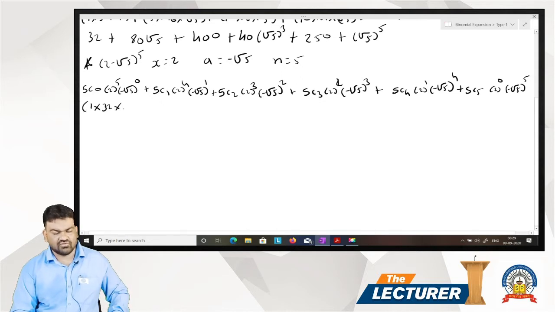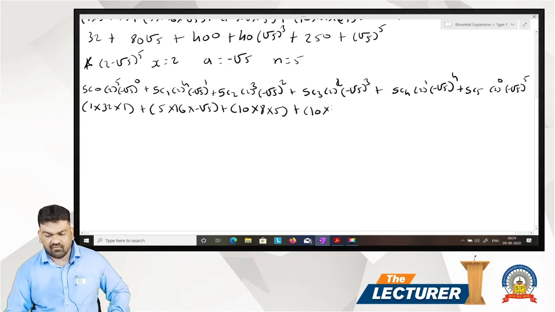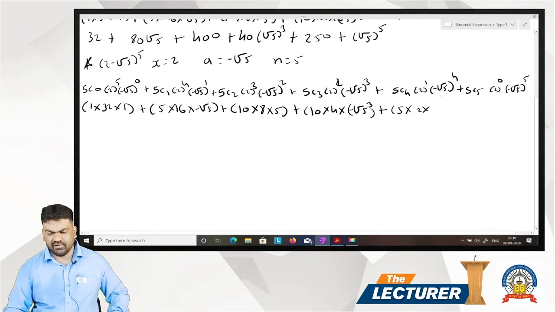2 raised to 5, 32, minus root 5 raised to 0, 1. 5c1, 5, 2 raised to 4, 16, minus root 5 raised to 1, minus root 5. 5c2, that is 10, 2 raised to 3, that is 8, minus root 5 નો સ્ક્વેર that is સ્ક્વેર છે એટલે પ્લસ 5. 5c3, 10, 4, minus root 5 raised to 3. 5c4, 5, 2 raised to 1, 2, minus root 5 raised to 4 even number છે, minus minus plus થઈ જશે, 5 multiplied by 5, 25. 5c5, 1, 2 raised to 0, 1, minus root 5 raised to 5.